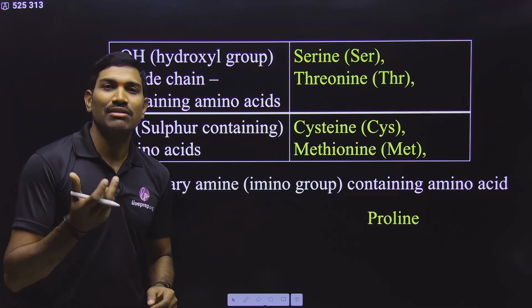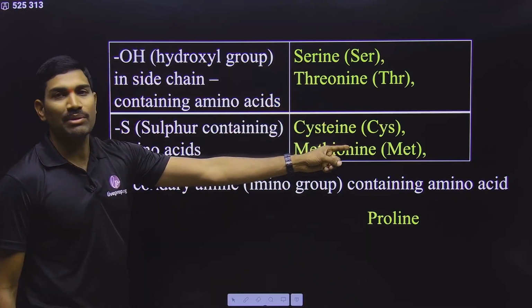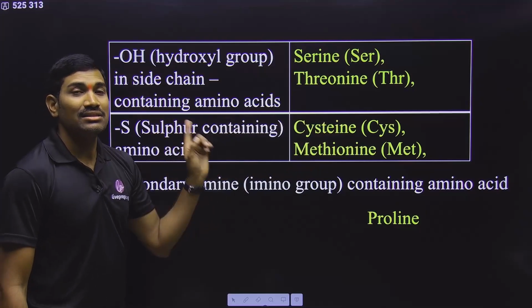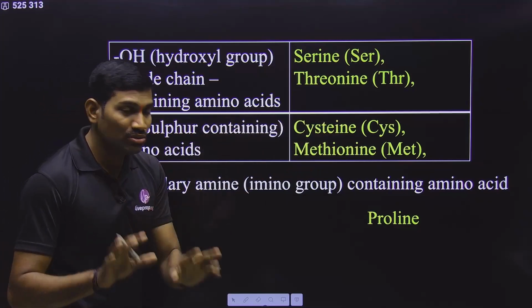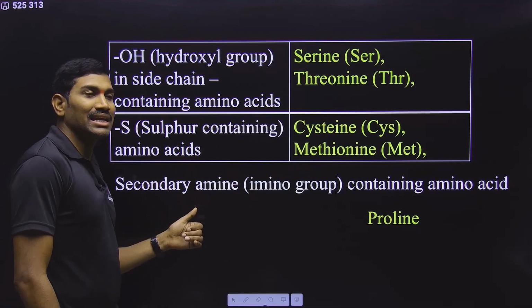So this radioactive sulfur used in that experiment will go to what type of amino acids? Sulfur containing amino acids like cysteine and methionine. This is one interlinked information, so you need to compulsorily remember this. Clear? Next one.